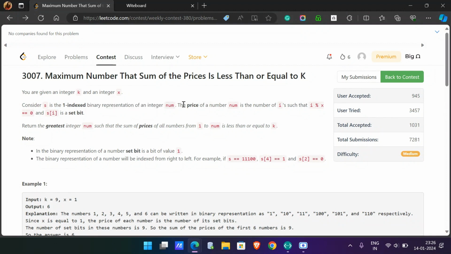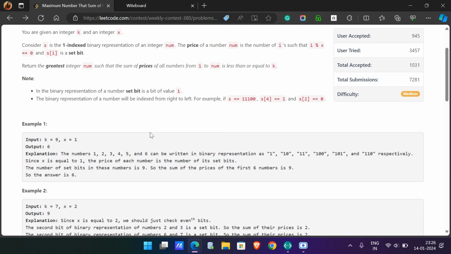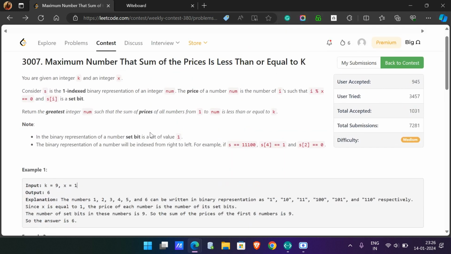The price of a number num is the number of indices such that the index i is divisible by x as well as having a set bit. So we need to return the greatest integer num such that sum of prices from 1 to num is less than or equals to k. So basically I need to find the greatest integer that I can afford so that the summation of all the integers that are coming in the range from 1 to num and the sum of prices of all those integers should be less than equals to k.